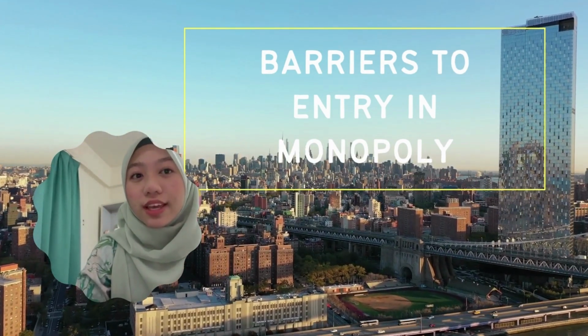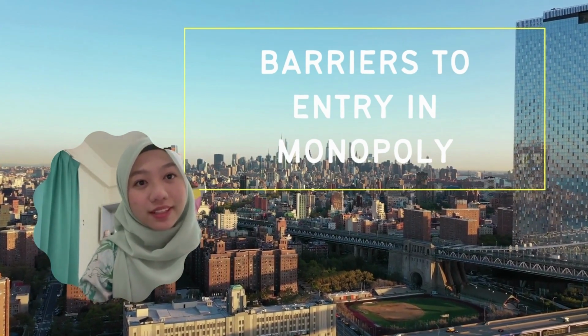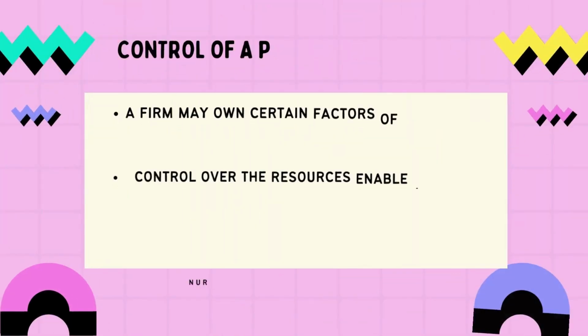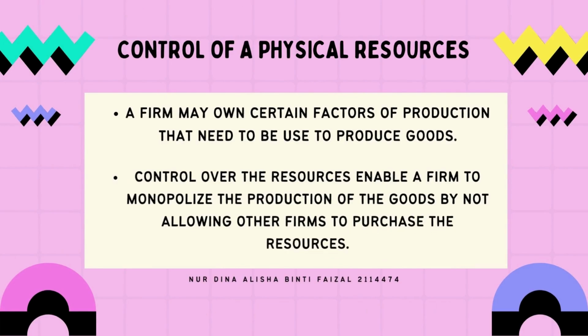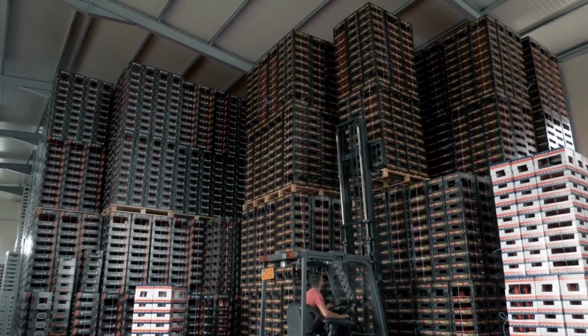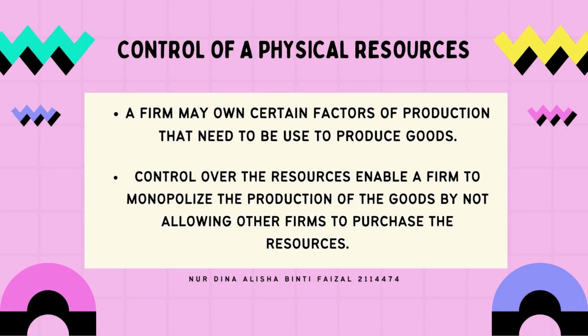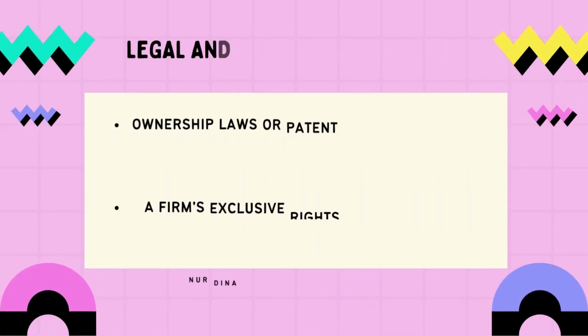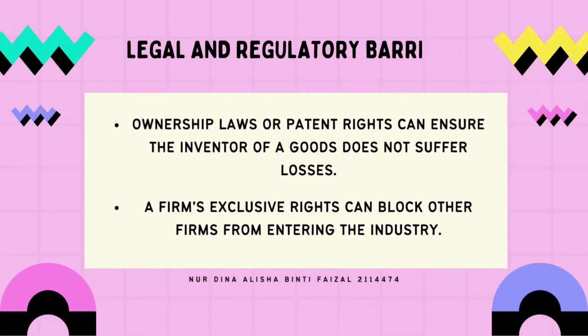Now, let's look at barriers to entry in monopoly. First, a firm can have control over physical resources. They may own certain factors of production that need to be used to produce goods. Moreover, control over the resources enables a firm to monopolize the production of the goods by not allowing other firms to purchase the resources.